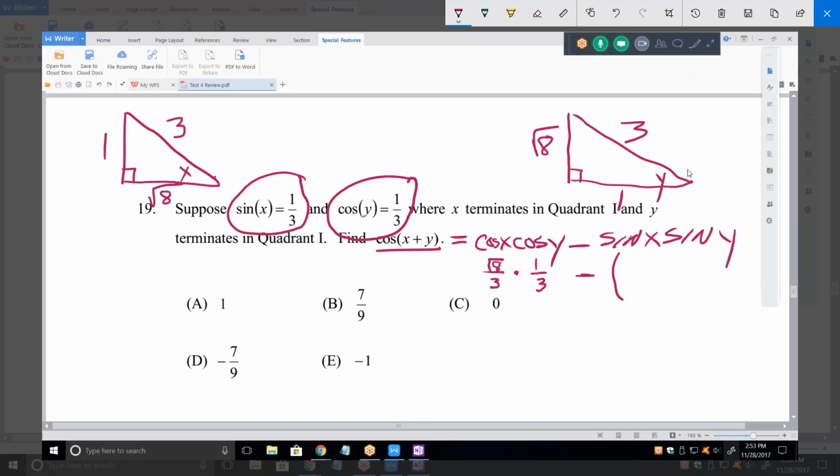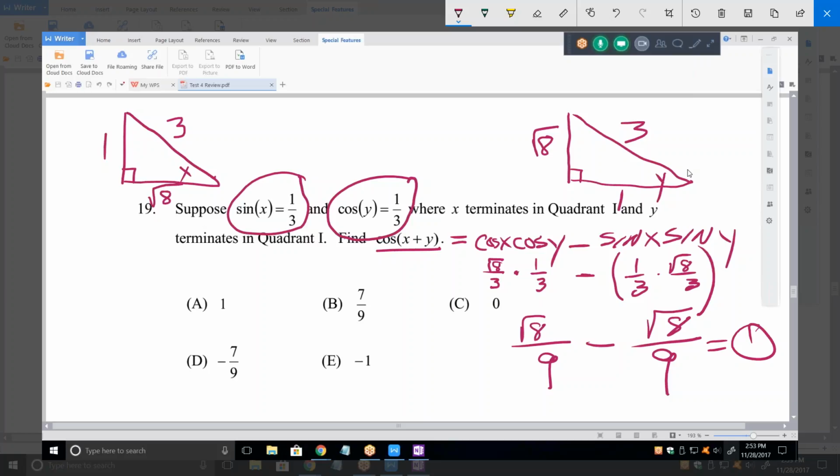What's the sine of x? 1/3. What's the sine of y? Square root of 8 over 3. Now, what's that give us? Square root of 8 over 9 minus square root of 8 over 9. And that's why I didn't bother to reduce the square root of 8, because sometimes nice things happen and you don't need to ever do it. So, yeah, 0 is the answer.